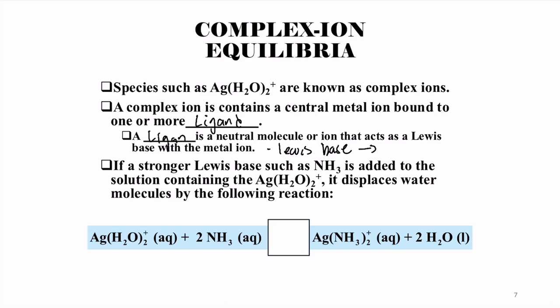It's an electron donor, right? So if something has lone pairs, usually it acts as a Lewis base. It's an electron donor. And so what happens is if you have a stronger Lewis base, right, one that acts more basic than the one that's just present as water in solution, that will replace or take the spot of the water in solution, right?